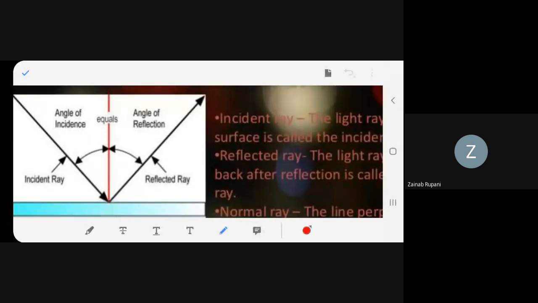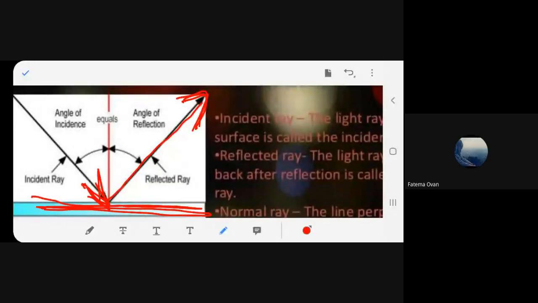Now you can see over here, the arrow shows that this is the incident ray, right? It is falling on the surface. This is the surface. So this is the incident ray, okay? And it gets reflected, and this becomes the reflected ray. Agree? All of you agree, beta? Yes, ma'am.